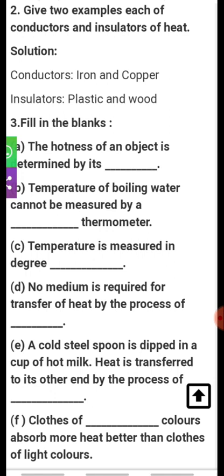Number D. No medium is required for transfer of heat by the process of dash. Answer is radiation. Number E. A cold steel spoon is dipped in a cup of hot milk. It transfers heat to its other end by the process of dash. Answer is conduction. Number F. Clothes of dash colors absorb heat better than clothes of light color. Answer is dark.